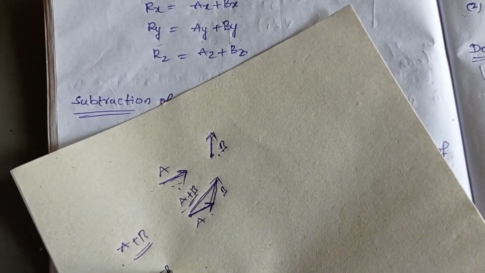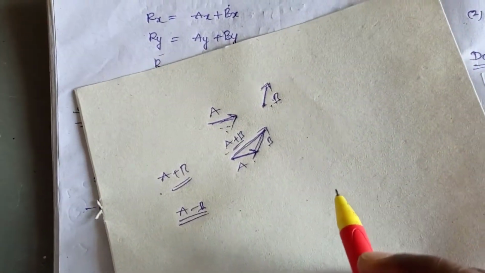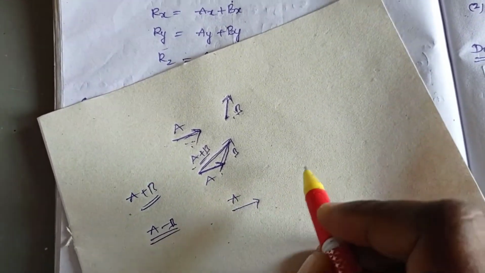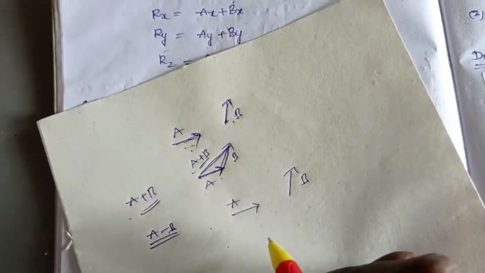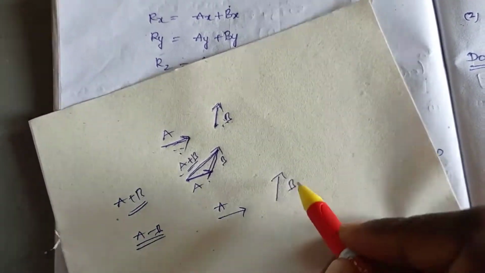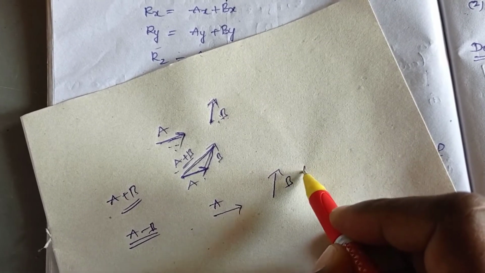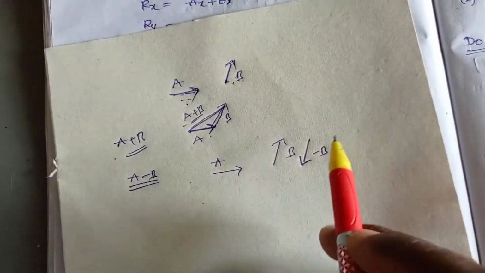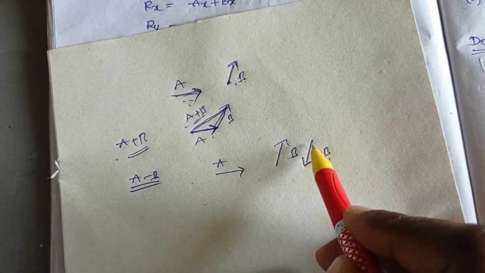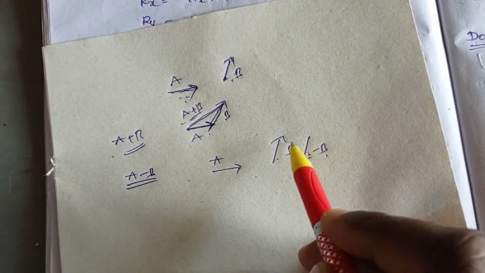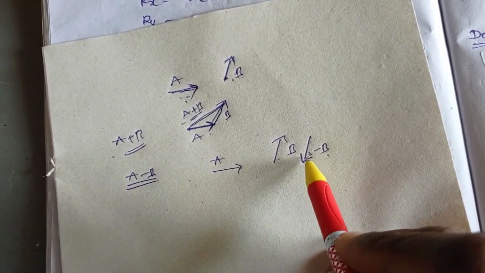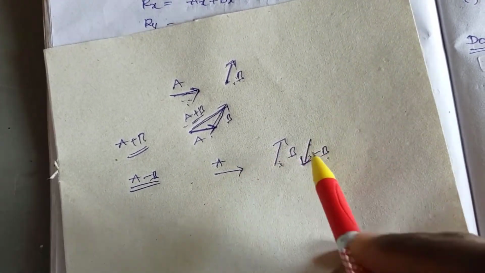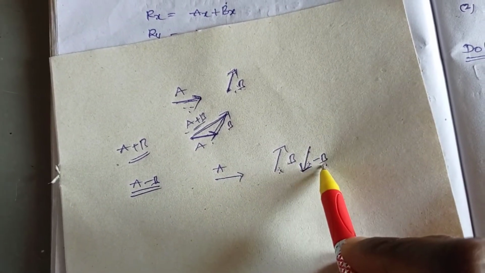Now here we are discussing subtraction of vectors. How can we subtract? Suppose this is vector A in this direction, and this is vector B in this direction. These two are in different directions. This is vector B. If we take another line which is equal to B, this is minus B. Why is it minus B? Here the direction is reverse to this. The direction of this vector is reverse to the initial vector. So this is plus B, this is minus B.